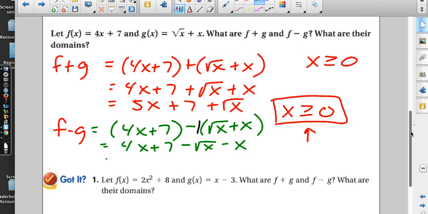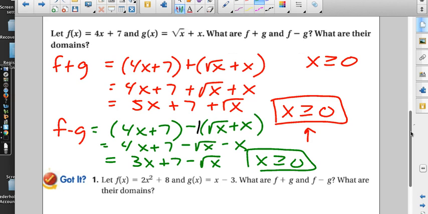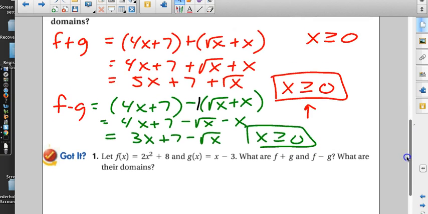So now, just as before, I changed it to adding a negative so I can just add it. So 4x and a negative x, that'll be 3x plus 7 minus the square root of x. Did I have to take any even roots or do division to make that happen? So we're back to x is greater than or equal to 0 because that was an original restriction. Again, it's that thinking about what did we put into this function.